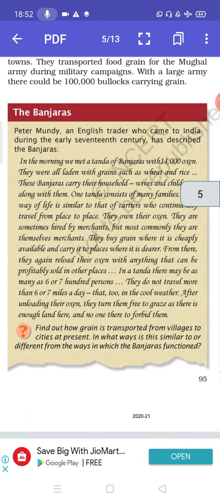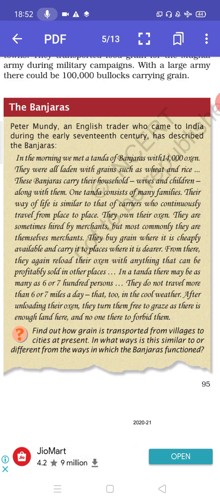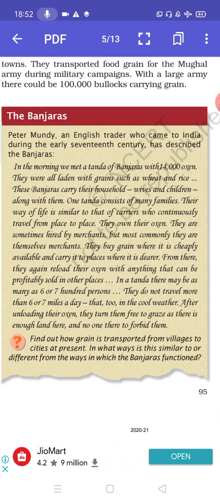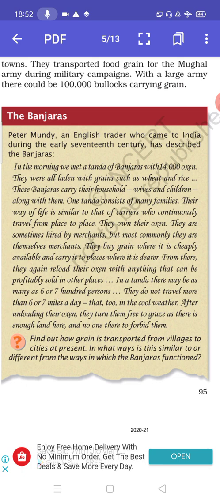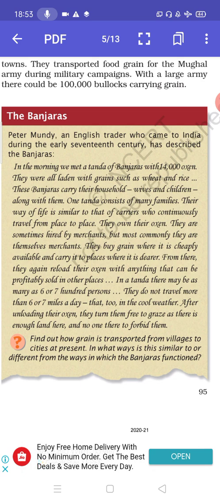According to Peter Mundy, an English trader who came to India during the early 17th century, who has described the Banjaras: In the morning, we met a tanda of Banjaras with 14,000 oxen. They were all laden with grains such as wheat and rice. These Banjaras carry their household, wives, and children along with them. One tanda, that means one group, consists of many families. Their way of life is similar to that of carriers who continuously travel from one place to another. They own their oxen. They are sometimes hired by merchants, but most commonly they are themselves merchants. They buy grains where it is cheaply available and carry it to places where it is dearer. That means where it is expensive, where they can sell it and earn profits.